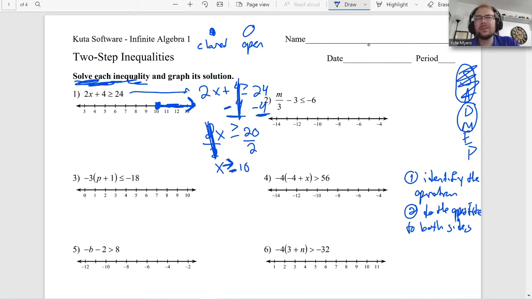Sometimes you might do brackets or parentheses. Again, I talked about all this in the last video and the video before, so go check that out if you want more details on how to do that. I'm just going to do closed and open circles on this one. So let's move on to number 2.